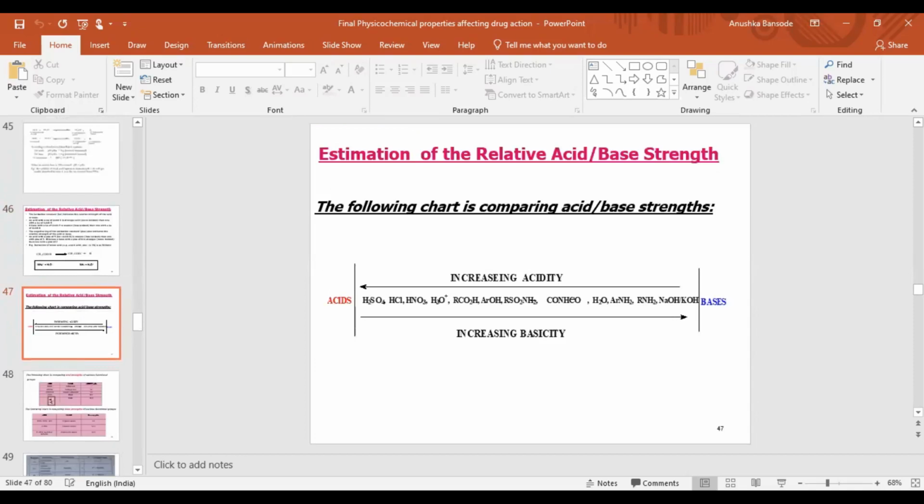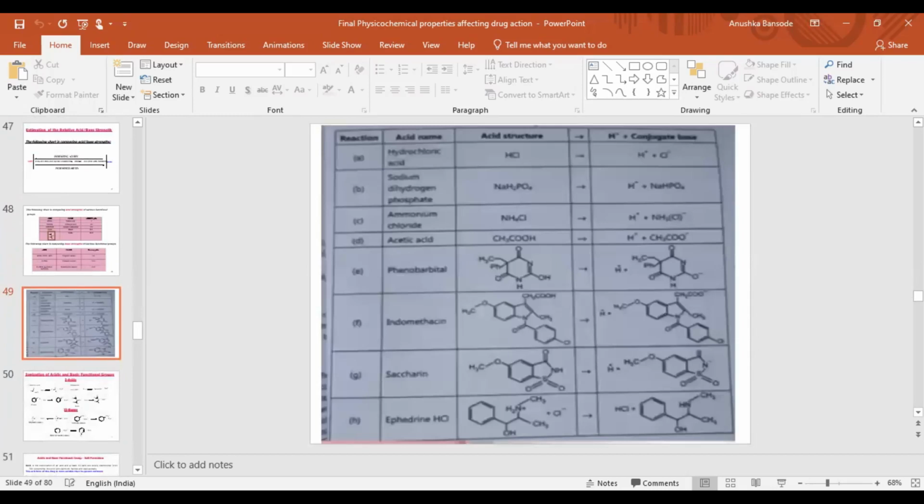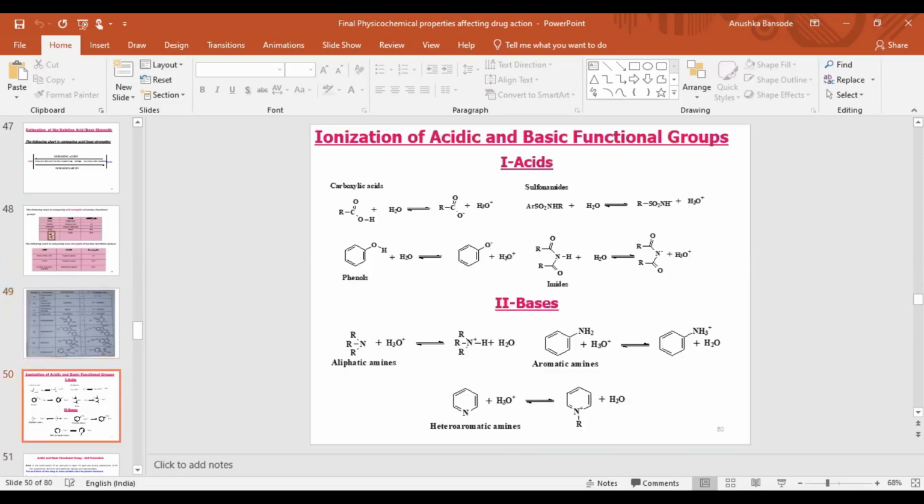And these are the charts wherein we get the relative acidity and basicity strength, wherein we are going to select the molecules for doing the structural modifications. Few examples of the aliphatic amines, with the examples of their pKa and with the structural features also.